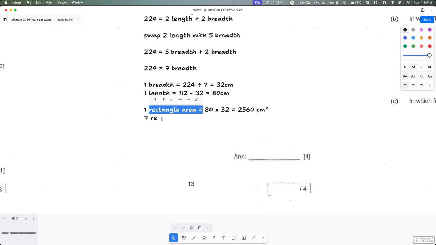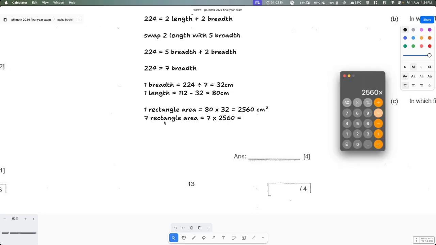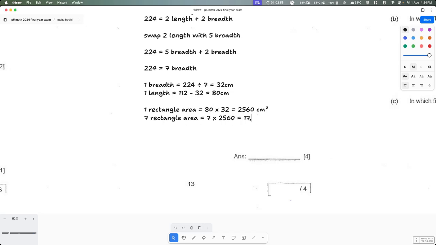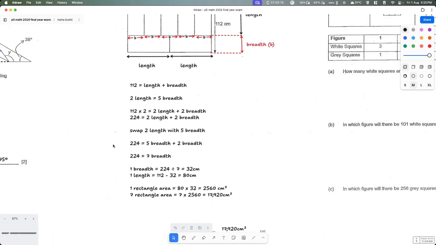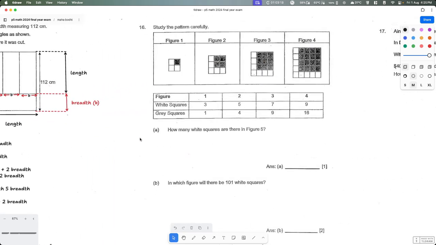So 7 rectangle area is equal to 7 times 2560, which is 17,920 centimeter square in this case over here. And that's the answer: 17,920 centimeter square, or you can convert it if you want. So that's the answer. Alrighty, let's move on to the next question.